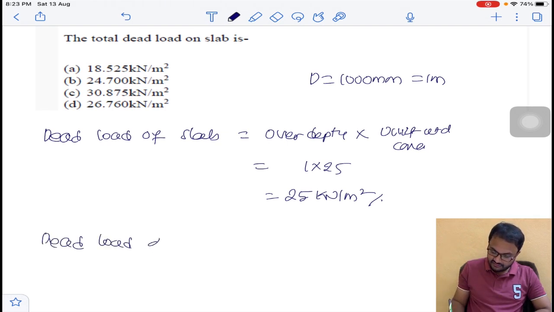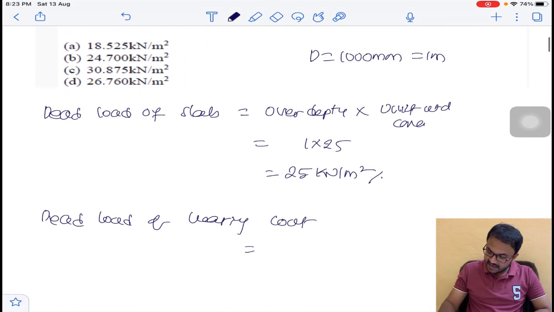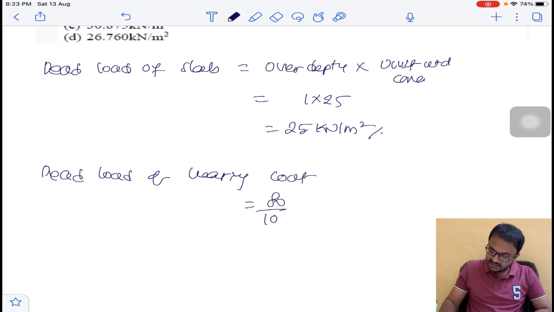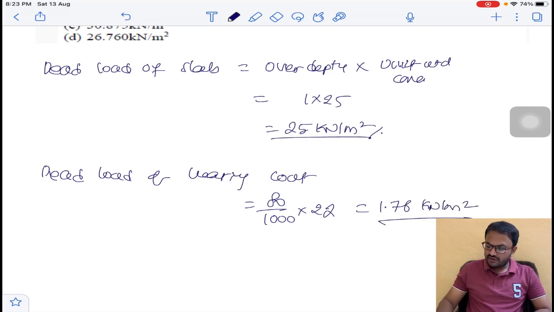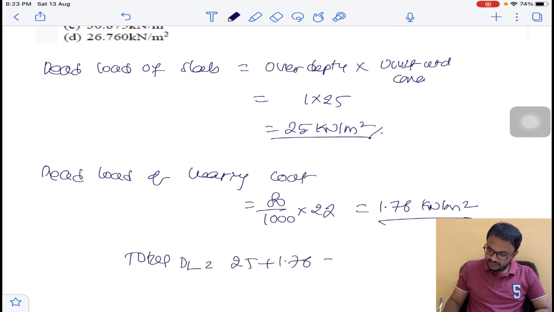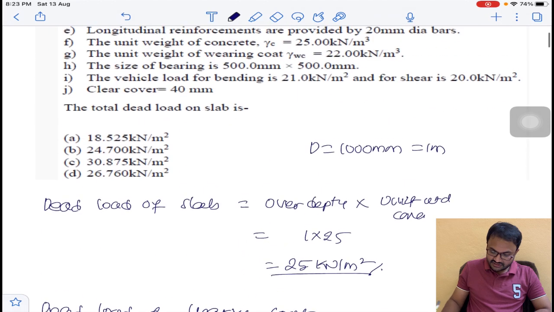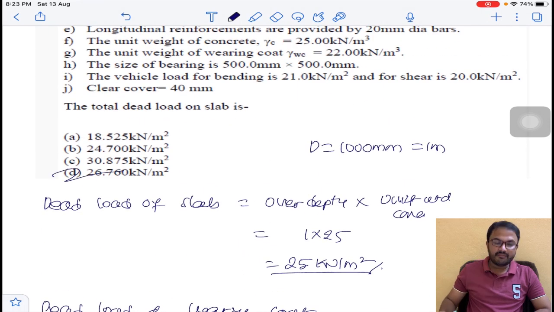And dead load of bearing course is bearing course thickness into unit weight of bearing course. Bearing course thickness he has given, you can see here, it is 80 mm. So you will substitute in meters: 80 divided by 1000 into 22. You will get 1.76 kilonewton per meter square. So 25 plus 1.76 is the total dead load, 26.76 kilonewton per meter square. So the answer is D for question number 1.